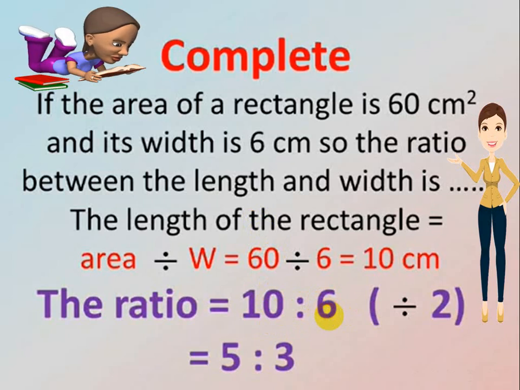10 to 6. 10 and 6, the two numbers are even numbers, so they are divisible by 2. Write divided by 2. 10 divided by 2, you will get 5. 6 divided by 2, you will get 3. 5 and 3 are in the simplest form, so the ratio is 5 to 3.